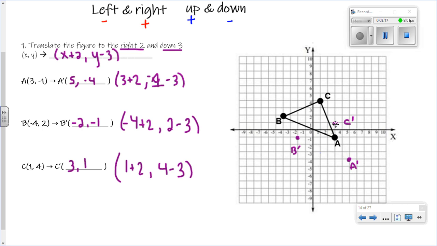And so now you can see the new triangle that is formed, and it's the same size. Size didn't change. The orientation didn't change. All it did was slide to the right 2 and down 3.